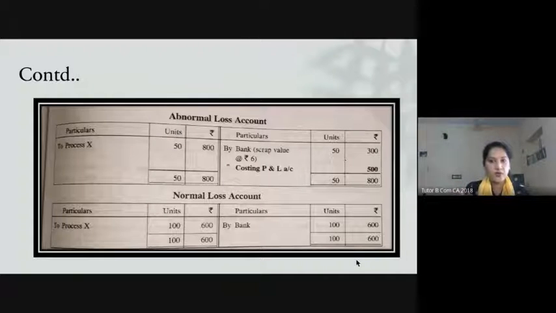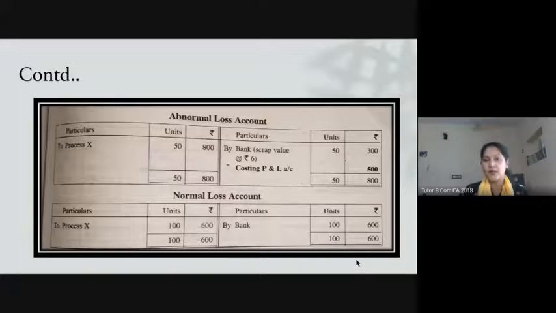So we took 300, and the remaining balancing figure is actually a loss that is transferred to profit and loss account. 500 rupees is transferred to profit and loss account. 300, we got it as a scrap value. We assume that the abnormal units also carry a scrap value. So 50 into 6, which gives us 300. The remaining value is taken to the profit and loss account. That's why the cost in profit and loss account is 500 rupees.